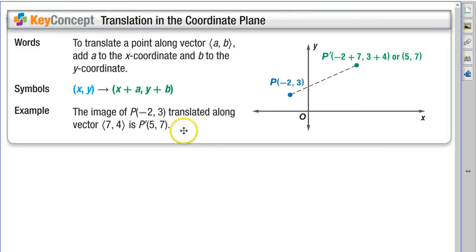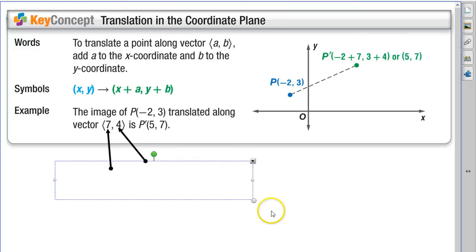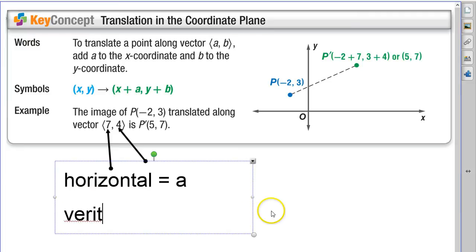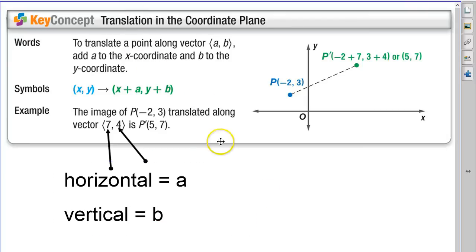Okay, here's the next part. As well as creating a translation vector, there's also a formula for it using coordinate notation. It's really simple. Basically they have this x, y going to x plus a, y plus b. Really, what's happening is this 7 here is a, and 4 is b. So that's how we get those points. Again, the horizontal is a, the vertical is b.